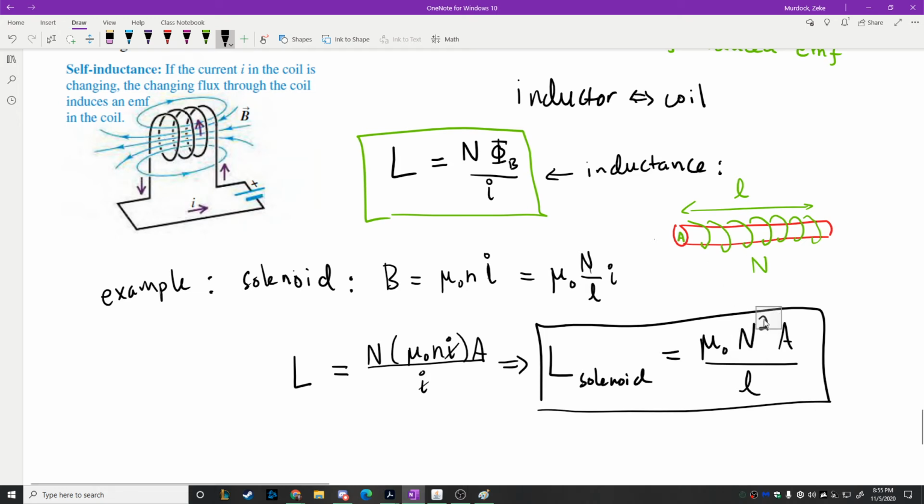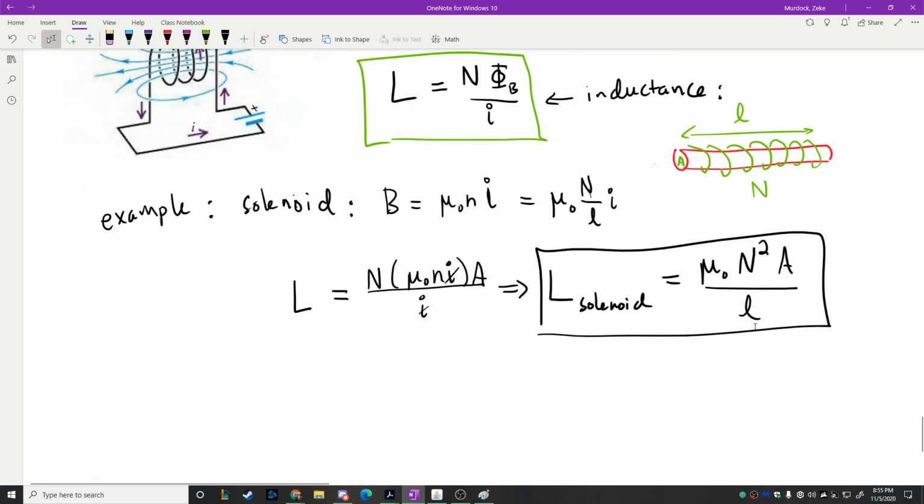number of turns, okay? We know that mu naught is a very tiny number, right? Area could be just whatever the area of the end cap is, length is how long it is. It's the number of turns that matter. So with solenoids that are designed to have a really high inductance, what you're going to see is just a whole bunch of coils. Just a ton of coils. The N is the biggest part of it here, okay?